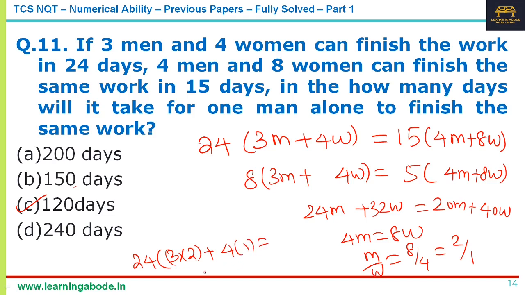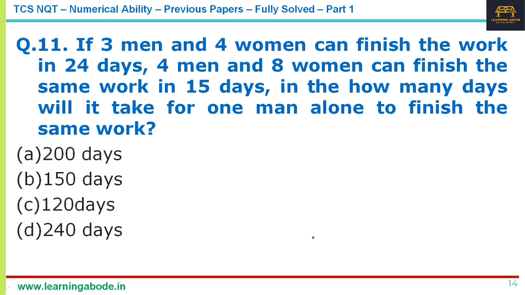Now this is like the total work done. This is the total work done, right? So 24 into 6 plus 4 is 10. So that's 240. So 240 is the total work done. So you can use this, and then you can get the answer. So this is the alternate method. Okay, so anyhow, I think the first method which I said is fine, and the answer is option C, 120 days for this question.